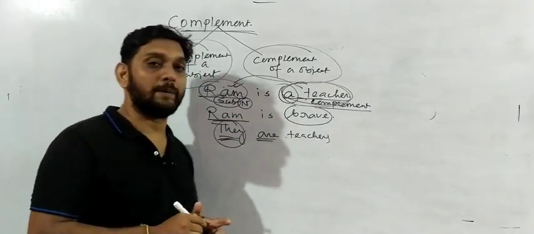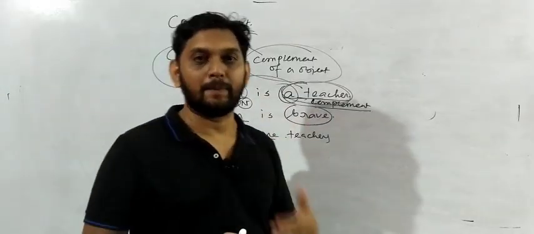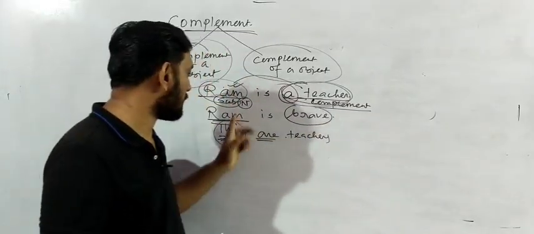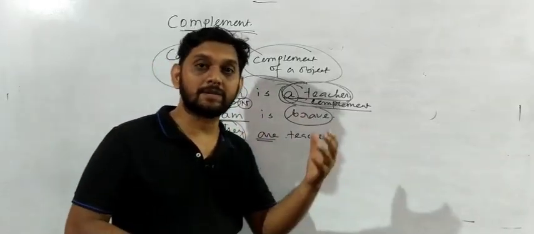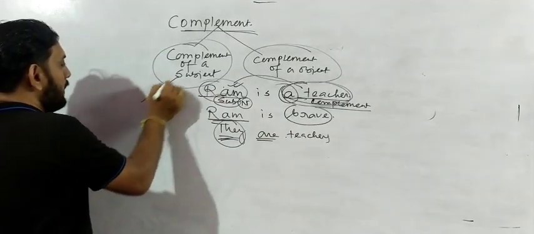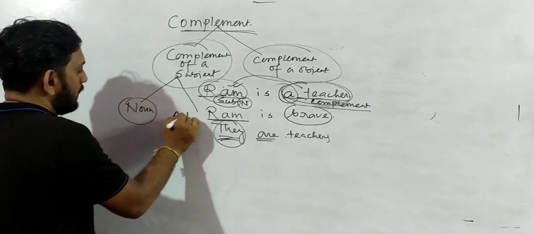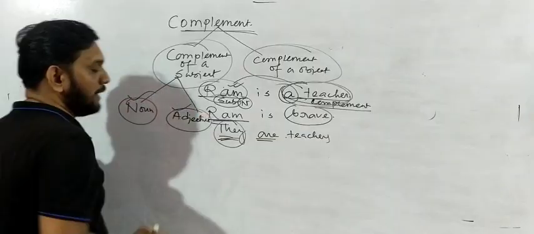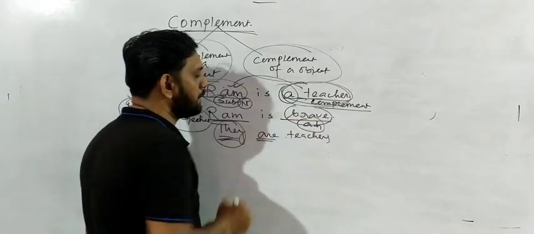This brave is a complement about Ram. This brave is also a complement about Ram, because it has given us additional information about Ram. Who is Ram? Sorry, how is Ram? Ram is brave. But here is a very interesting fact: the subject complement can be a noun or an adjective. Subject complement can be divided into two types, either noun or adjective. Here brave is an adjective. Are you getting my point?